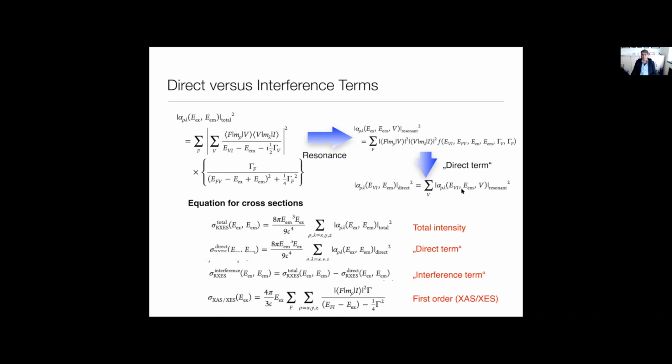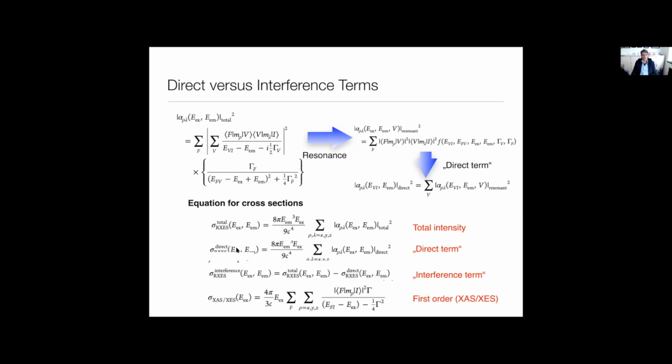And if you sum the direct term over all intermediate states, that would give you a fair representation of the spectrum. But of course, there is that square outside the summation here, and that means if you evaluate it rigorously, there are also terms that come from pairs of intermediate states, and these are called interference terms.